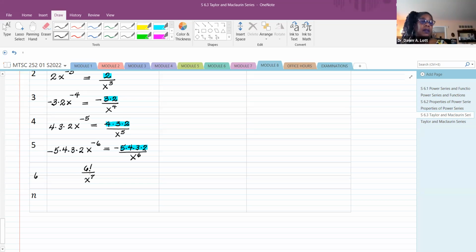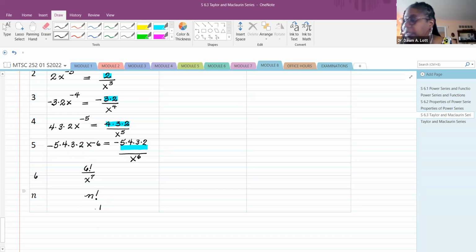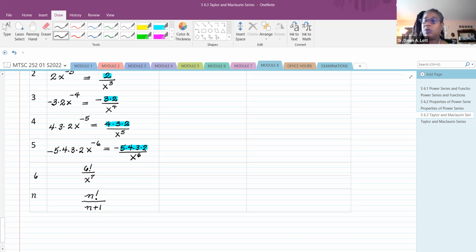Now let's think about this. It clearly looks to me like I get n factorial. In the denominator, I get x to the n plus 1. And it goes positive, negative, positive, negative. So all the even ones are positive, all the odd ones are negative. So I'm going to put a negative 1 to the n there. So that's what I can derive for my formula.